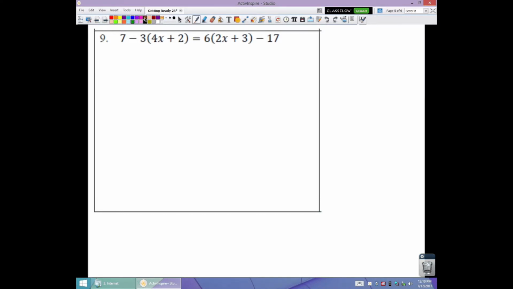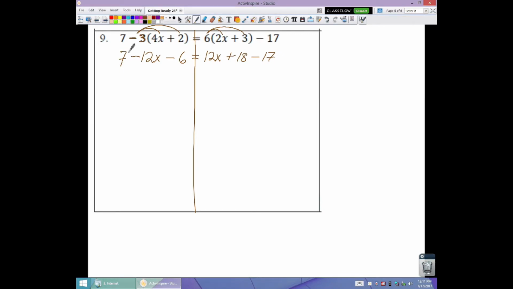Number 9, we're going to distribute on both sides. Now be careful on the left here. That minus sign is part of the 3. So when you distribute, you're distributing negative 3. So the 7 I will leave as is. Negative 3 times 4x is negative 12x. Negative 3 times 2 is negative 6. On the right, 6 times 2x is 12x. 6 times 3 is 18. And then I have a minus 17 to include at the end.